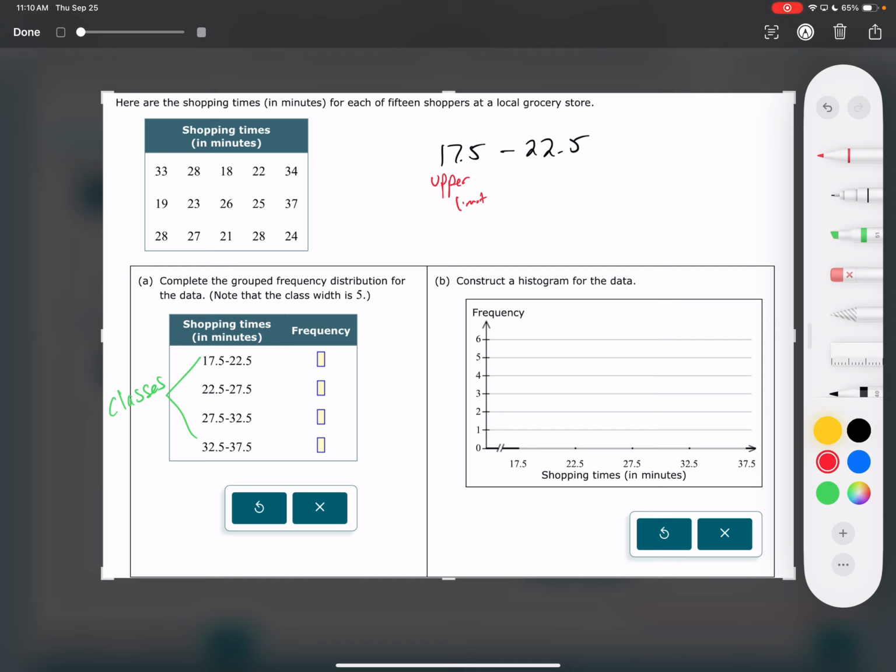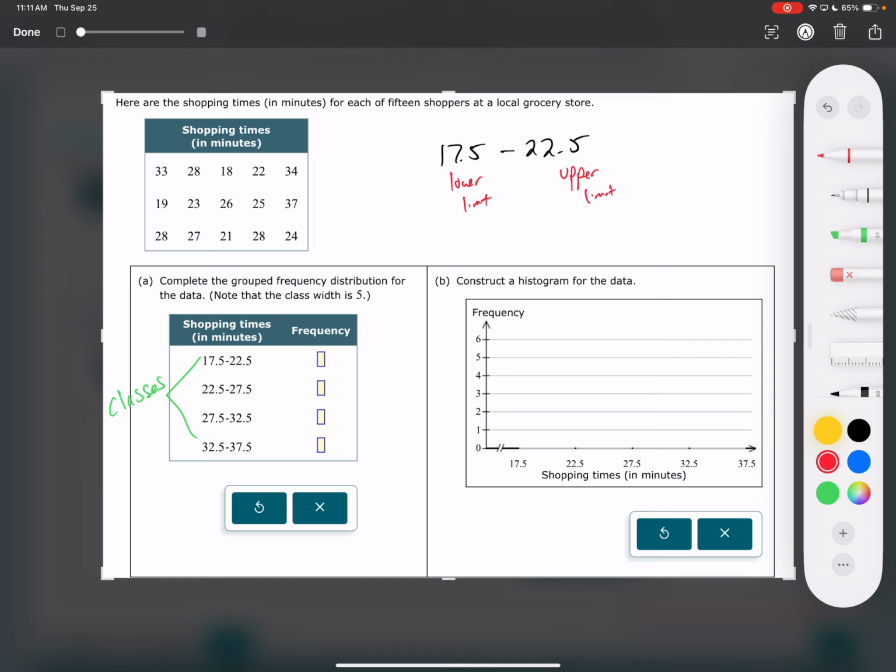I'm sorry, that would be the lower limit because that's the lower number. That's the upper limit. The upper limit and lower limit, or the upper bound and lower bound, are words that we're going to use a lot throughout the semester. But you want a number bigger than 17.5 and less than 22.5. They do the 0.5 on those so that you know which ones to include easily.